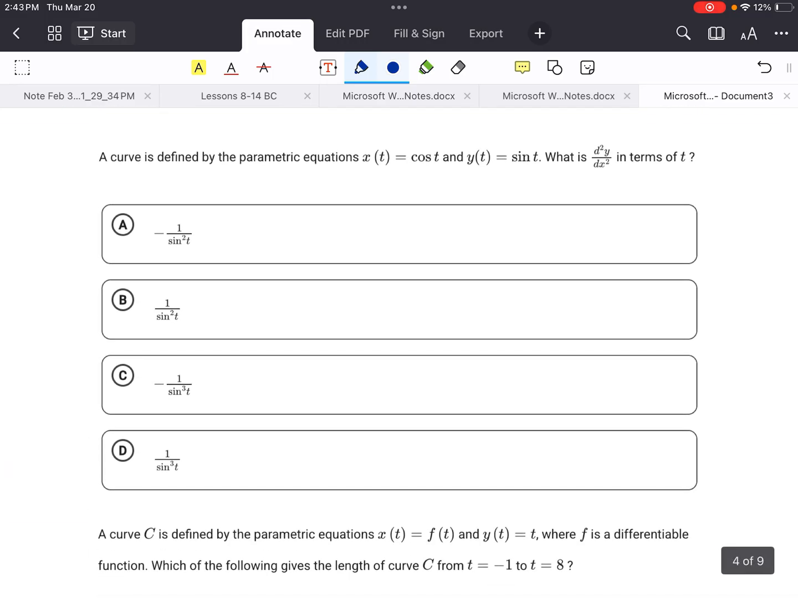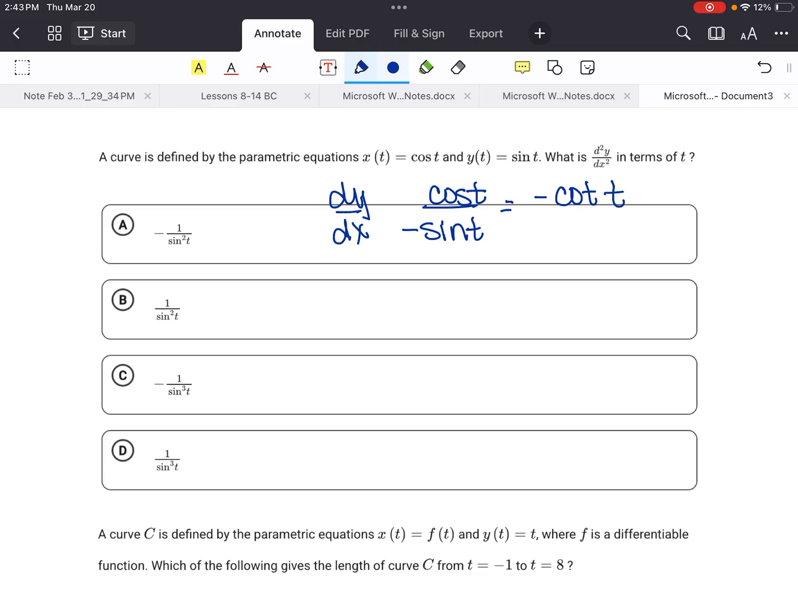So another second derivative. The derivative of sine is cosine. The derivative of cosine is negative sine. So there's your first derivative. And if you wanted to rewrite that as negative cotangent, that would be okay too.